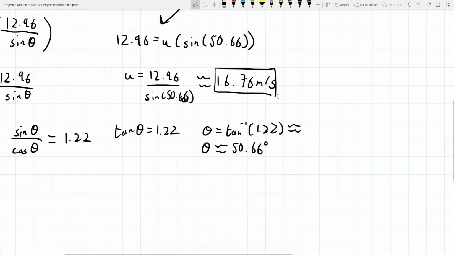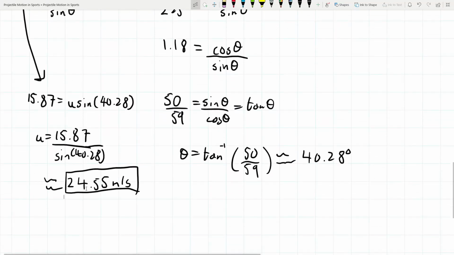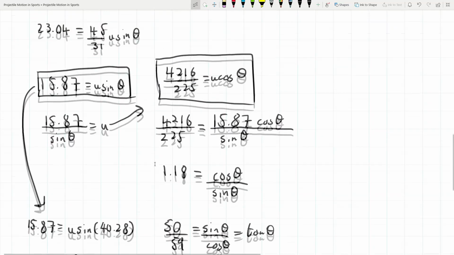We said with no air resistance, it would go at 16.76 meters per second at an angle of 50.66 degrees. And with drag, the initial speed was 24.55 meters per second, and the angle is 40.28 degrees.